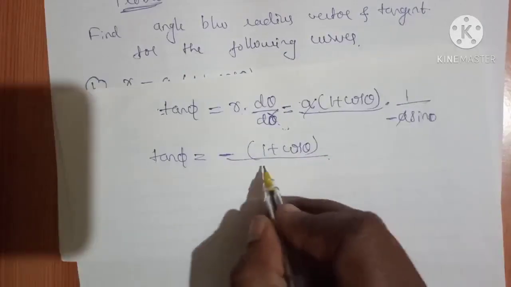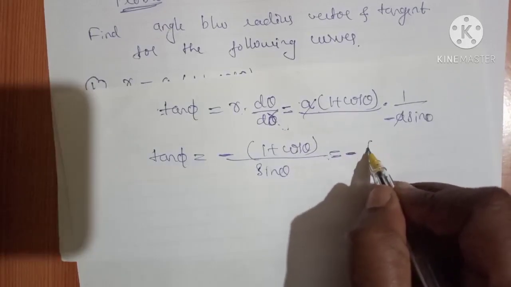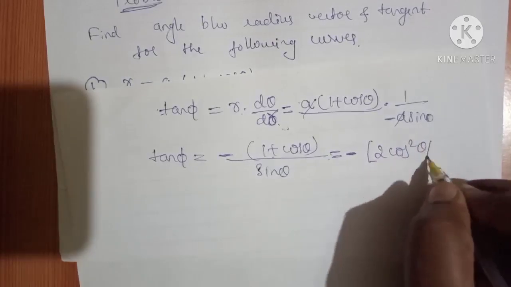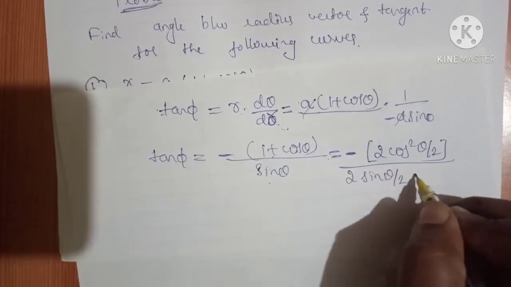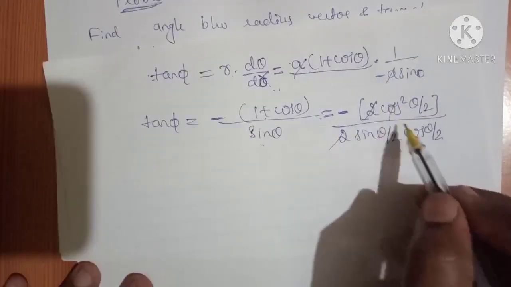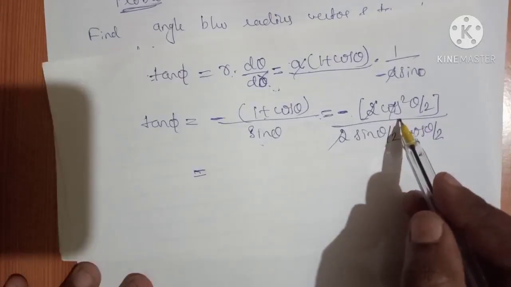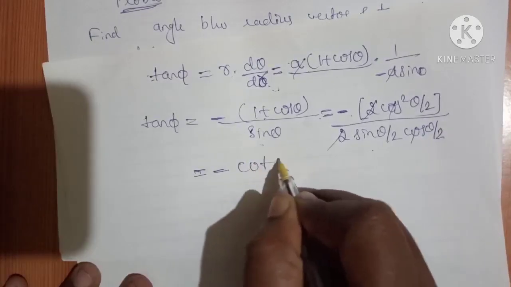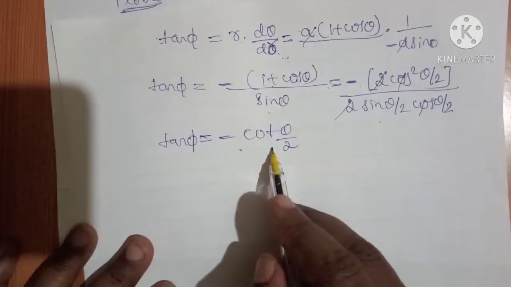divided by sin theta. This can be written as minus, we have 1 plus cos theta equals 2 cos square theta by 2, and sin theta can be written as 2 sin theta by 2 into cos theta by 2. 2 cancels, one term of cos cancels, we get minus cos by sin, which is equal to minus cot theta by 2. So tan phi equals minus cot theta by 2.